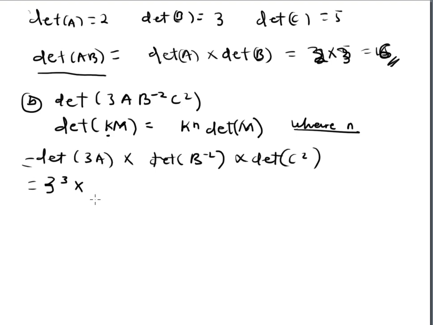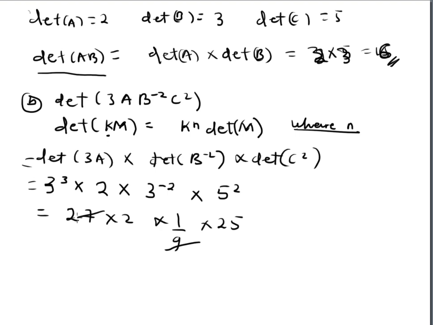So in this case, the determinant of A, which is 2, times the determinant of B to the power negative 2. This is not a big deal. We just take the determinant of B, which is 3, and raise it to the negative 2 power, and similarly 5 to the power 2. Am I communicating? So now we obtain 27 times 2 times 1 over 9 times 25. So we can simplify this: 9 goes into 27 three times. Then we end up getting 75.